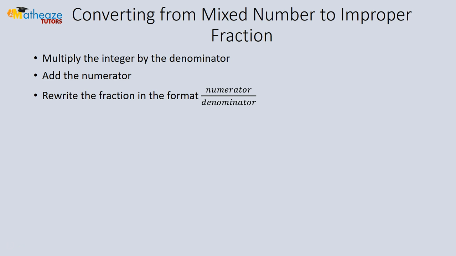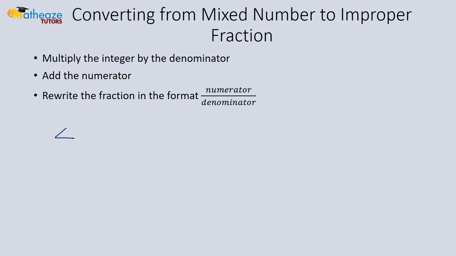Now when we convert from a mixed number to an improper fraction, what we're going to do is multiply the integer in the mixed fraction by the denominator, and then we're going to add the numerator, and we're going to rewrite the fraction in the format numerator over denominator, with the understanding that the numerator must be larger than the denominator.